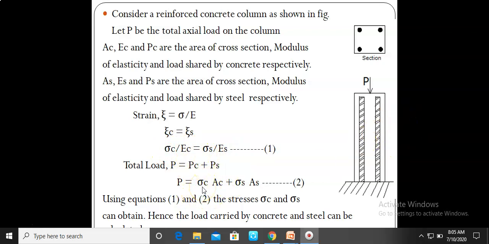So now we know sigma C and sigma S, and we know the area of the individual material. Let us multiply the stress by the corresponding area of that material. Here, stress in steel into the corresponding area of the steel section, and therefore now we obtain the force shared by the individual material. That's all. So like that we can find the force shared by the individual material using these steps.